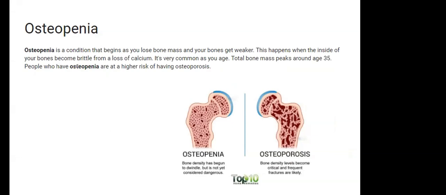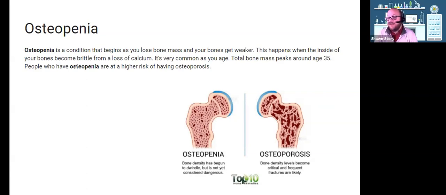Sure. Osteopenia is a condition that begins as you lose bone mass and your bones get weaker. This happens when the inside of your bone becomes brittle from a loss of calcium. It's very common as you age. Total bone mass peaks around age 35. People who have osteopenia are at a higher risk of having osteoporosis.